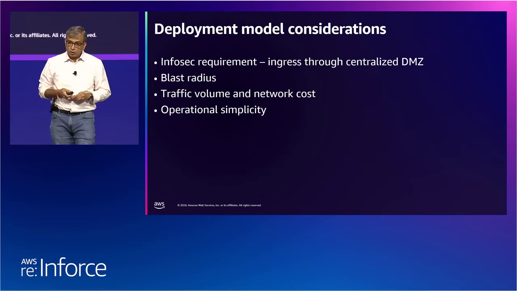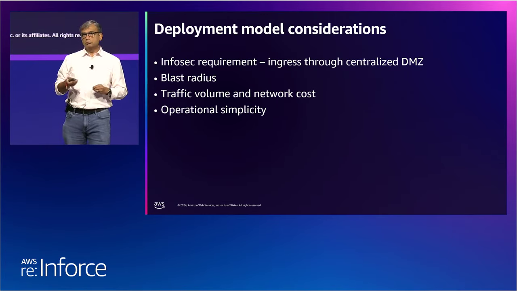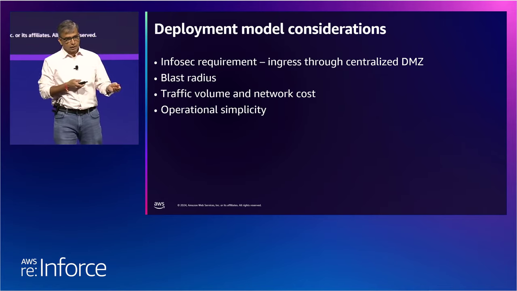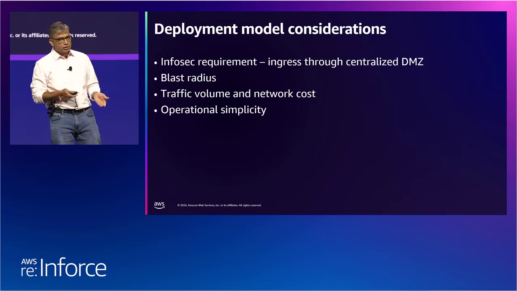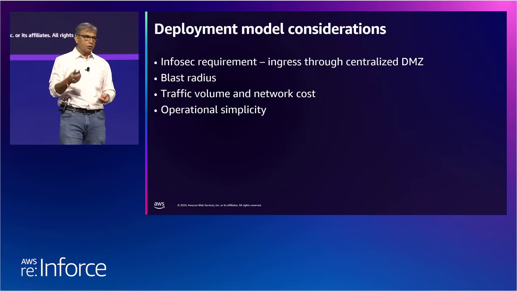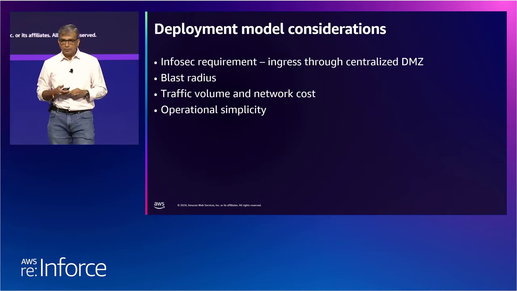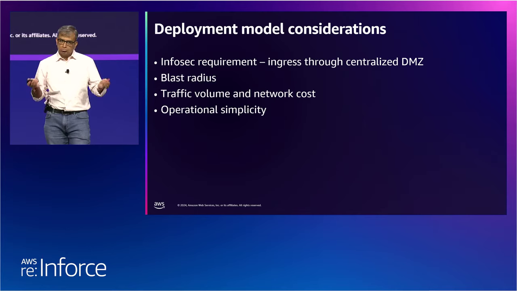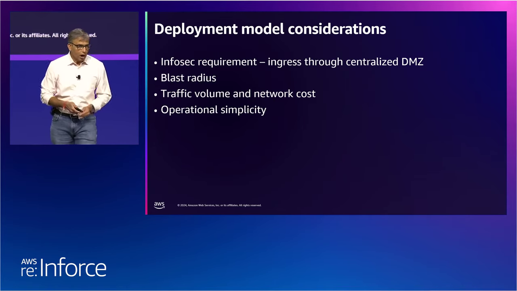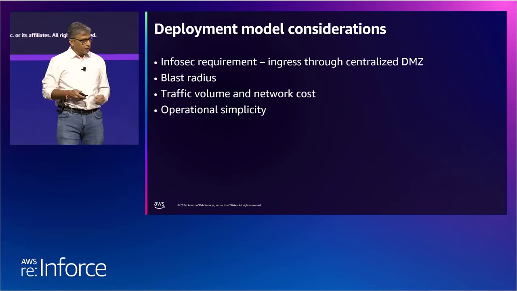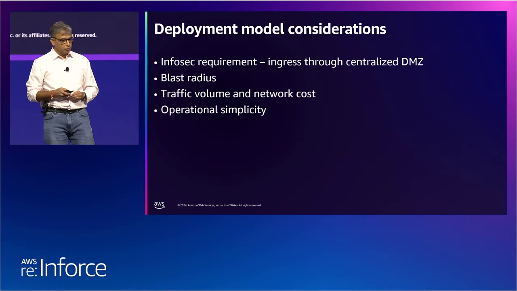Traffic volume and network cost come in handy, because each of those constructs that I talked about, transit gateway, cloud WAN, add what we call data processing. So if you have a big volume of traffic going through those things, then data processing is something that you need to consider. On the other end, if you have large footprints, then the number of endpoints can come into play as well. And then operational simplicity.